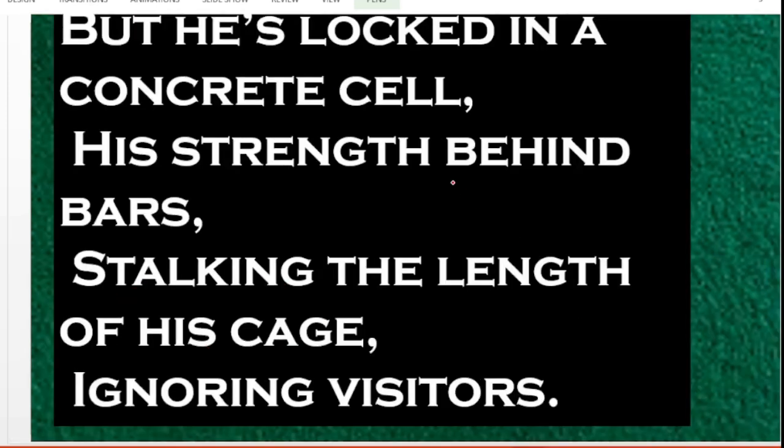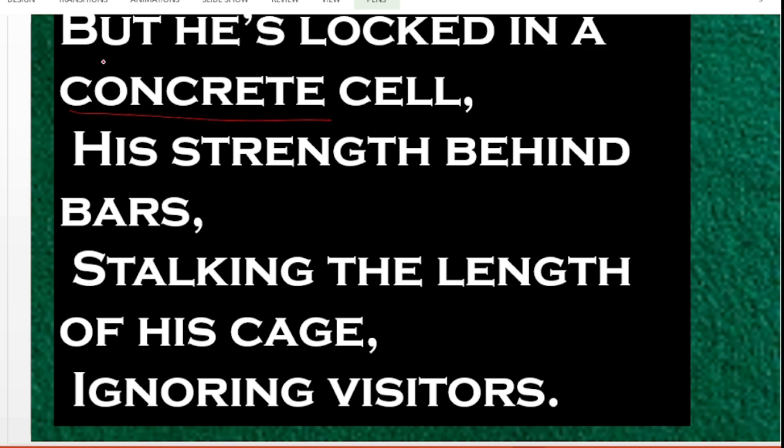Now, let's understand stanza 4. So, what happens in this stanza? But he's locked in a concrete cell, his strength behind bars, stalking the length of his cage, ignoring visitors. So now we see that his visuals have been shifted to his life in the zoo, his life in the cage. And the poet says, but he's locked in a concrete cell.